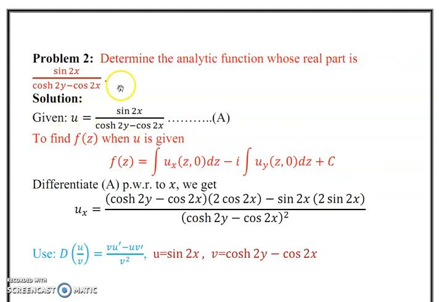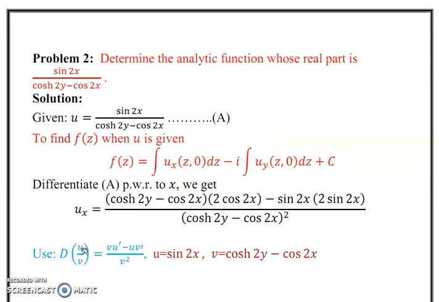Next, we move on to the problem to determine the analytic function whose real part is given. Here, u equal to sin 2x by cos h2y minus cos 2x. To find f of z, you use this formula. In this formula, you want to find ux of z comma 0 and uy of z comma 0. Here you want to find ux by using the formula for differentiation of u by v.